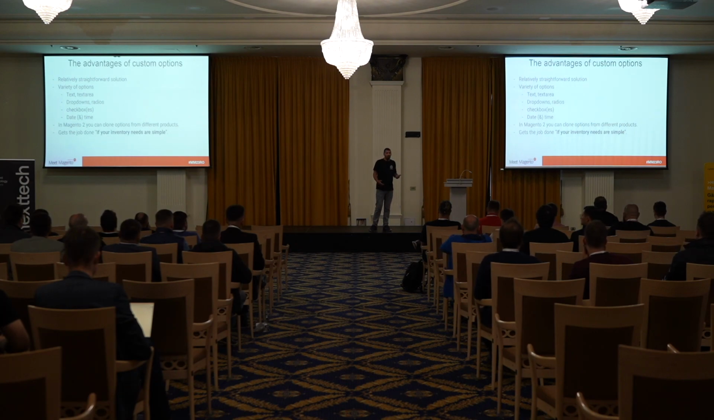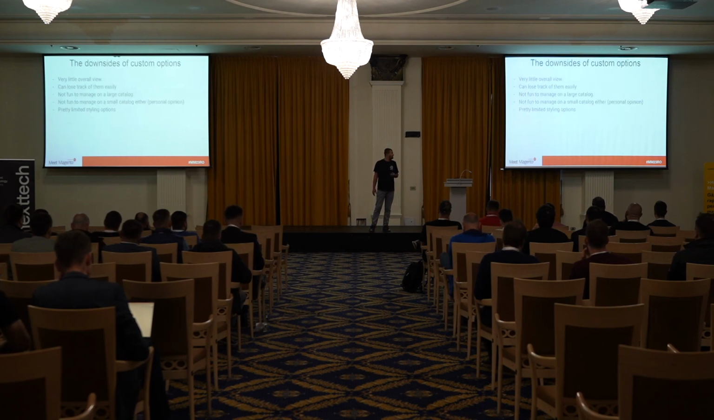These are the advantages. They're pretty straightforward. You have different options like text area, drop-downs, whatever. In Magento 2, you can actually clone custom options from different products, which is nice because in Magento 1 it was horrible. And again, it gets the job done if your inventory needs are simple.